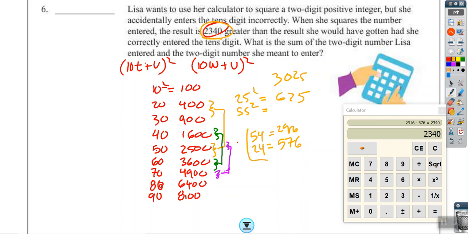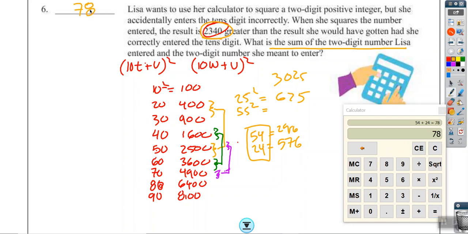So I know these are the two numbers. Then what form do I want? It says, what is the sum of the two numbers, the two numbers she wanted and what she had? So just add 54 plus 24, and I get 78.